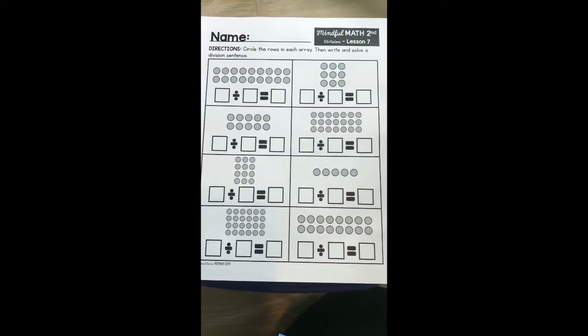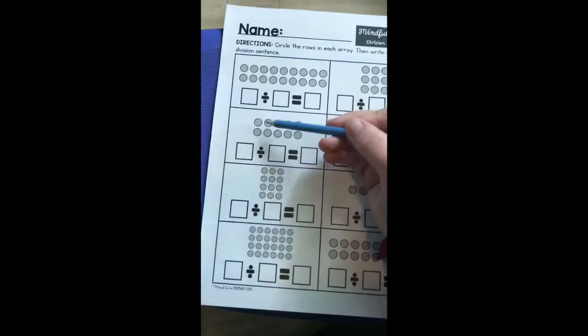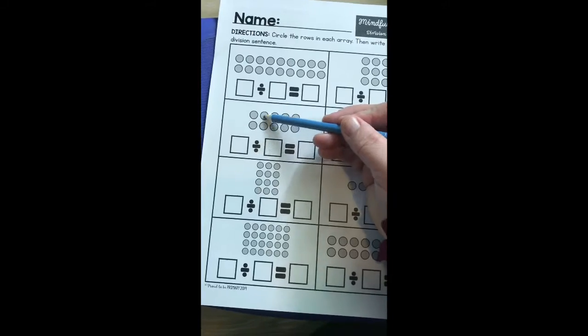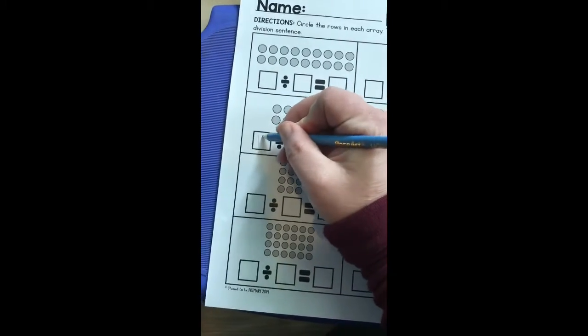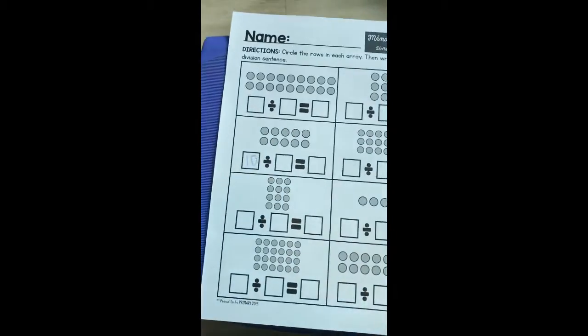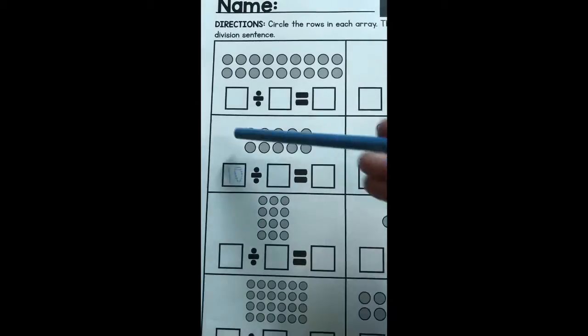This is like the one that we just did on the board. So let's do this one all together. Let's count how many there are. 1, 2, 3, 4, 5, 6, 7, 8, 9, 10. I'm going to write that down. And then I'm going to count how many in each row. So remember, a row goes this way. 1, 2, 3, 4, 5.